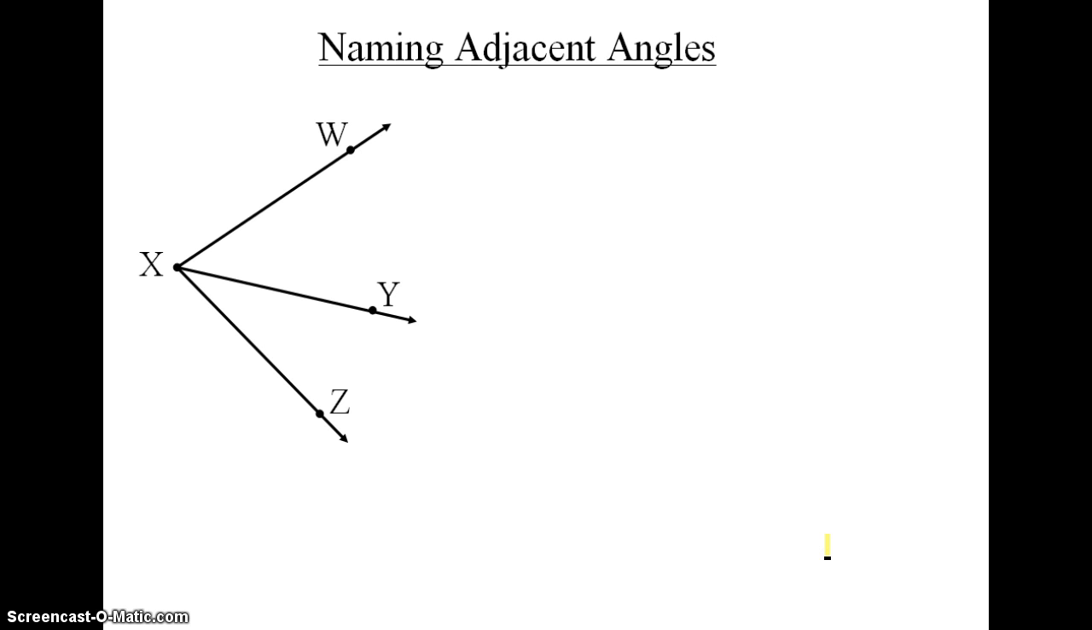Just a review. Alright, now we're going to name adjacent angles. Adjacent angles, here's our definition, are angles that are next to each other.